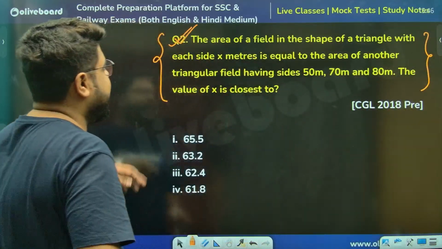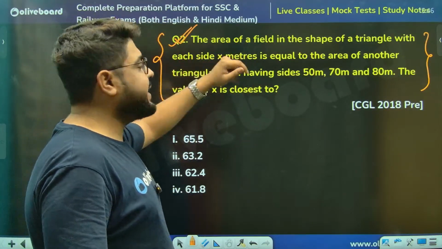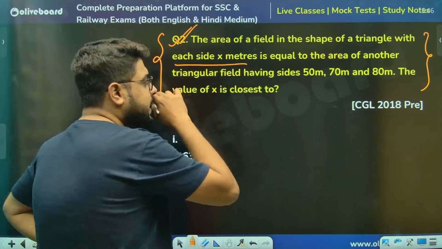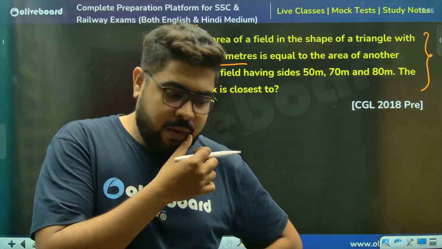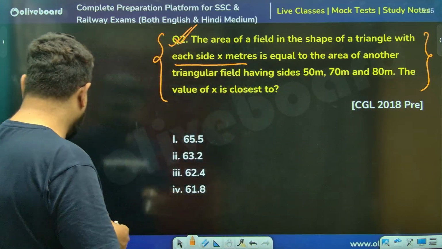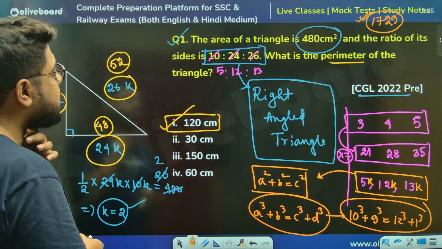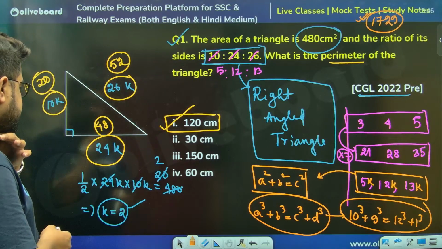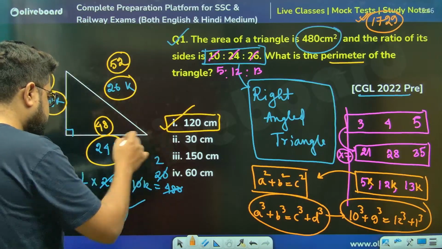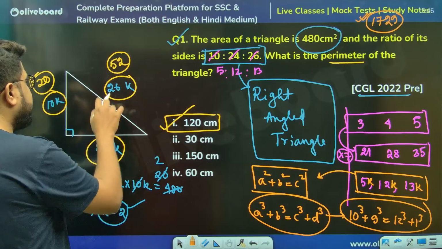This one, sir. The area of a field in the shape of a triangle with each side x meters is equal to... Sir, please understand, with each side x meter, what type of triangle are we talking about? Isn't the answer 150? I'm not getting it. Have I made an error here? 24 twos are 48. K square is equal to 4. K is 2. 2 means 48, 52.